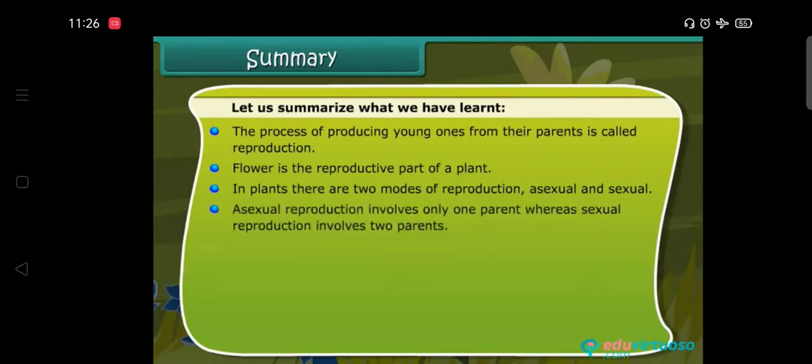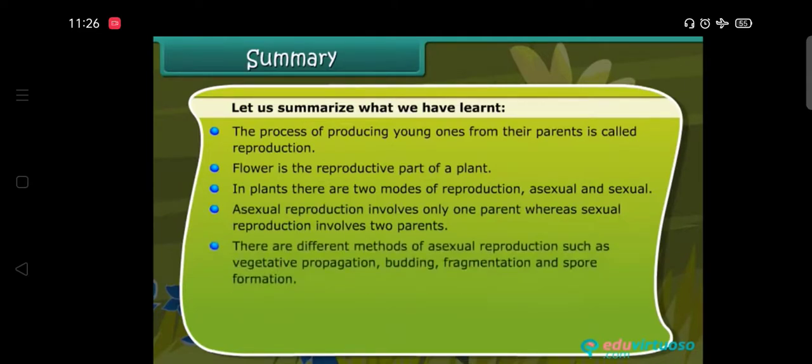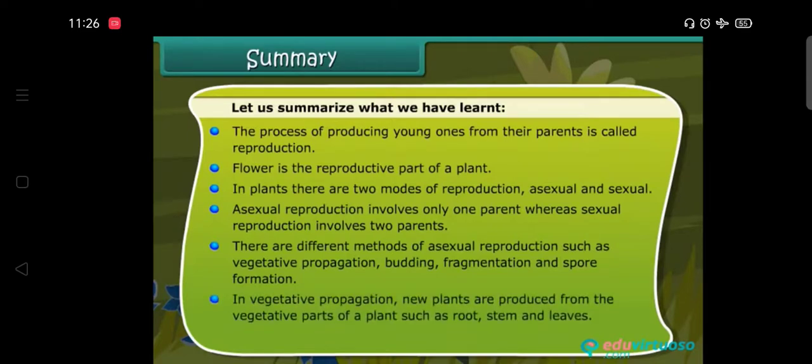Asexual reproduction involves only one parent, whereas sexual reproduction involves two parents. There are different methods of asexual reproduction such as vegetative propagation, budding, fragmentation, and spore formation. In vegetative propagation, new plants are produced from the vegetative parts of a plant such as root, stem, and leaves. A unisexual flower has either the stamens or the pistil.